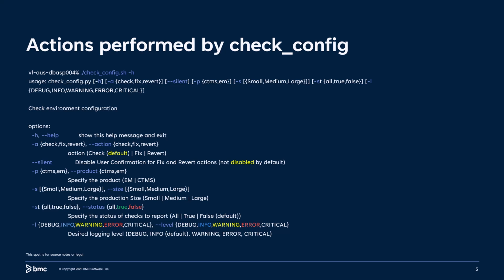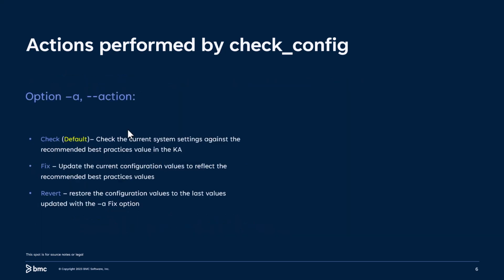First, running the utility with -H or help option shows you the usage. Next, we'll review the first option, -A, or action. Action check, which is also the default if the -action is not specified, will run a check comparing your current system settings against the recommended best practices values as documented in the KA.